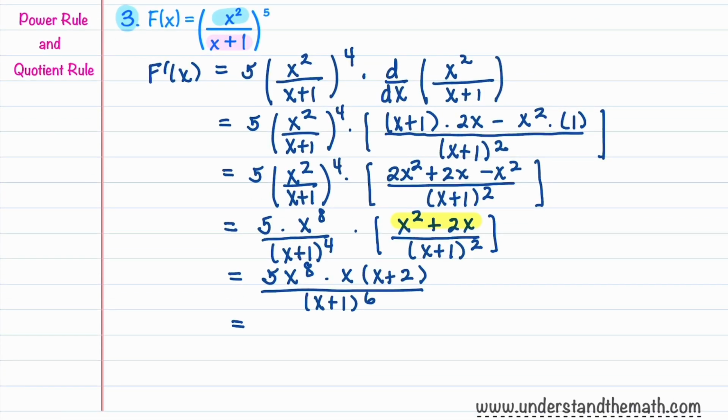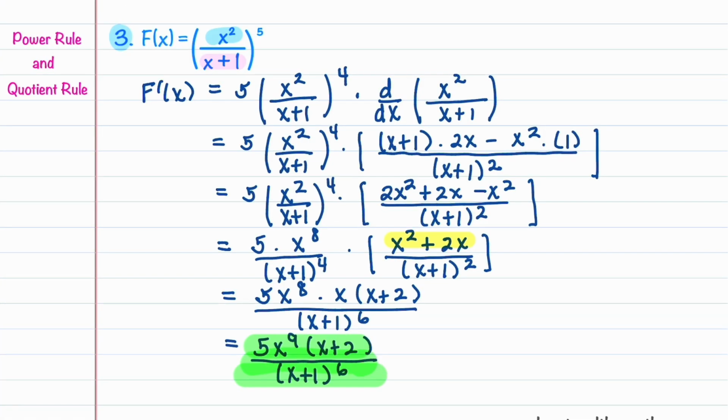Now we're almost done. We can combine our x's. So we have a 5x to the 9th and we have an x plus 2. And in our denominator, we have our x plus 1 to the 6th power. And that is our final answer.